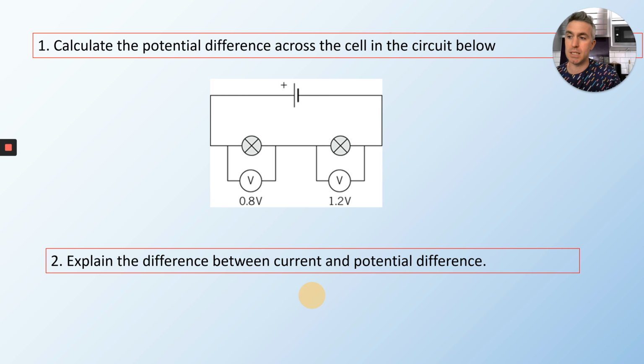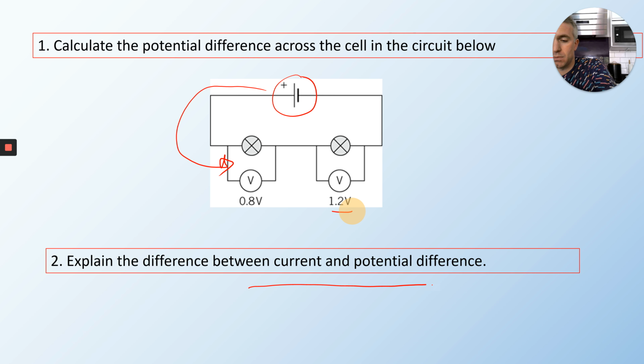Now, easy. Let's try and do some of these things. Calculate the potential difference across the cell in the circuit below. So here's the cell. The cell puts the potential difference into the circuit. It goes around. If this bulb takes 0.8 volts, and then this one takes 1.2, how much did the battery or cell give it in the first place? Pretty simple.